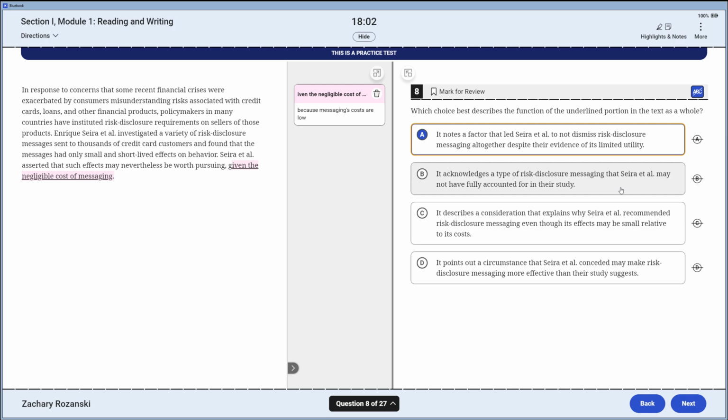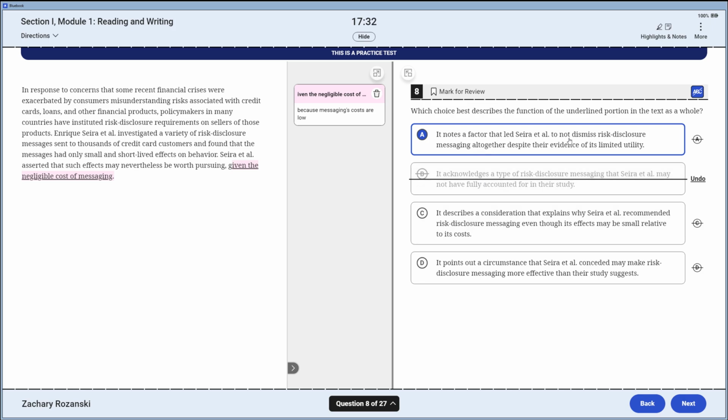Because messaging costs are low. It acknowledges a type of risk disclosure messaging that Sierra may not have fully accounted for. I don't think this is the language of this. I am going to read a little bit before. Sierra asserted that the effects must be worth pursuing, even given the negligible. Because yes, it also no. This is like throwing shade on them. It's certainly not doing that.